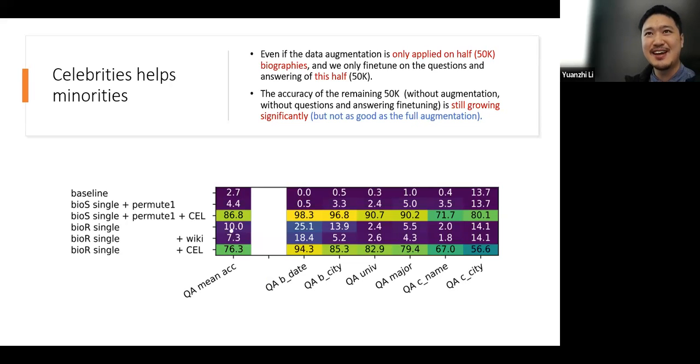So if you have the 50K people, it forces the model to store the knowledge in its name. And then it also transfers this storage mechanism to the remaining 50K, which is kind of surprising. Yes?